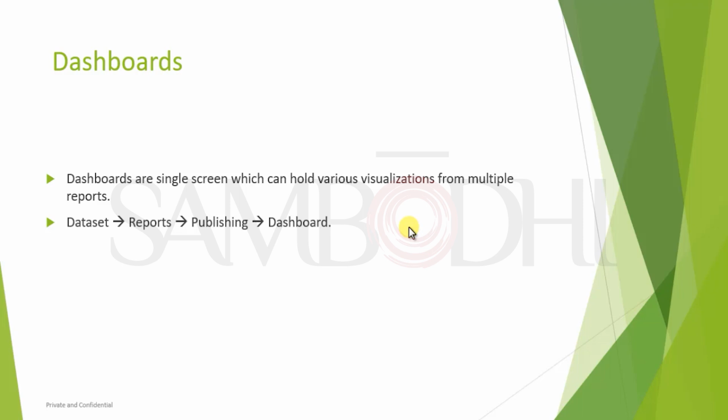Now, from this published set, if you want to collate certain visualizations from different reports, you can do so and present one single page of a dashboard to your management, which they can click and go into the respective reports. So it's more of an index, like an index file in a textbook. On clicking the link, it takes you to the reports. So dashboards are aggregated values or aggregated visualizations appearing on a single screen.